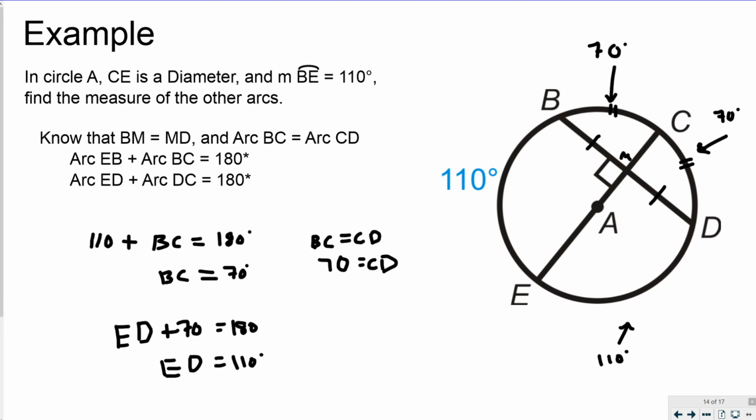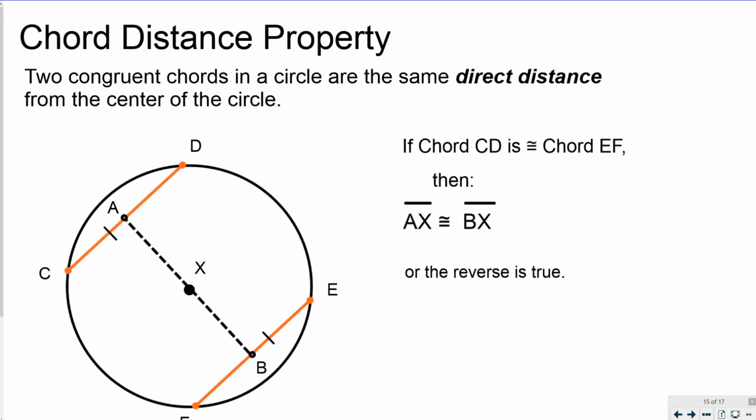All right. The last property is called the chord distance property, and it says that two congruent chords in a circle are the same distance from the center of the circle. So if the chords are congruent, AX is congruent to XB. Or the reverse is true: if XA equals XB, then you can say that CD is congruent to FE here. So let's take a look at that.